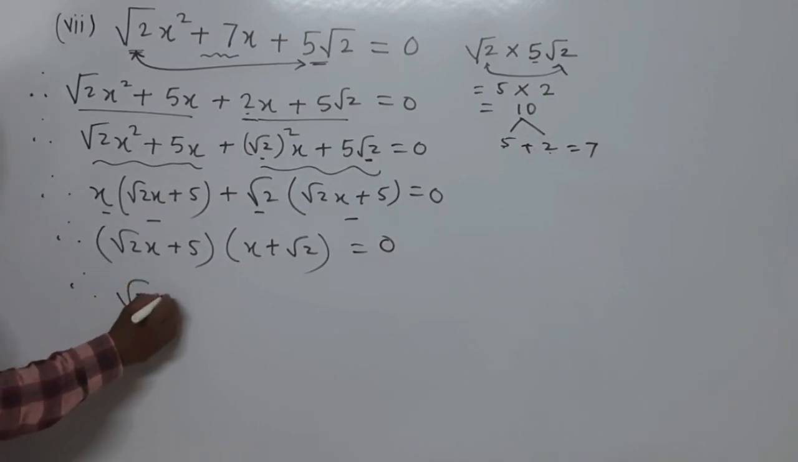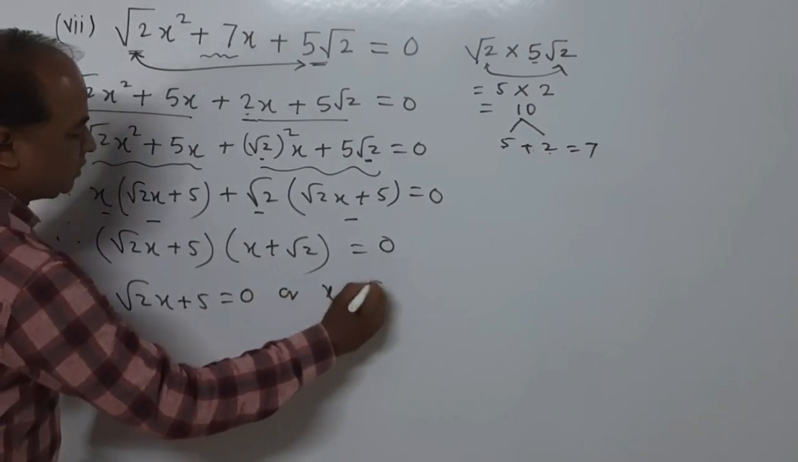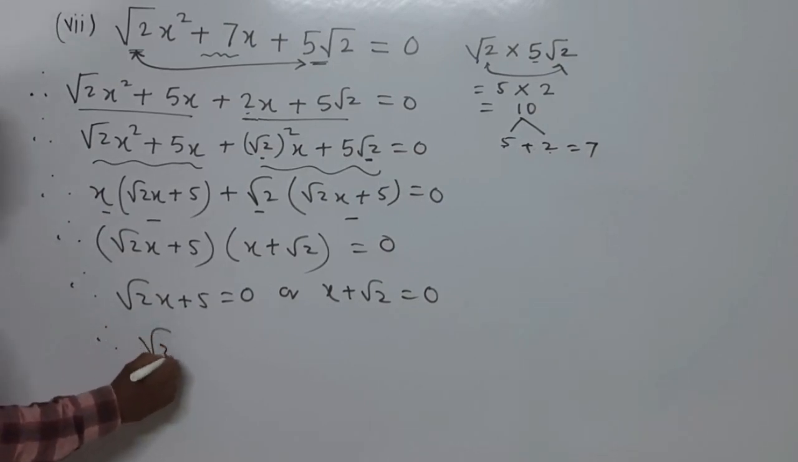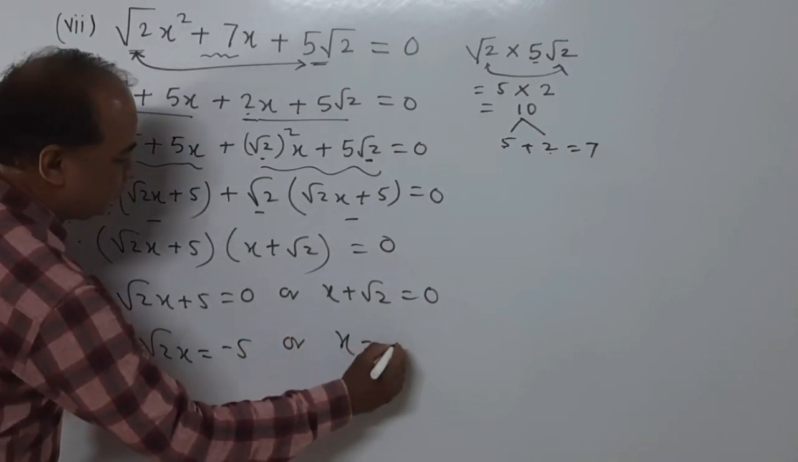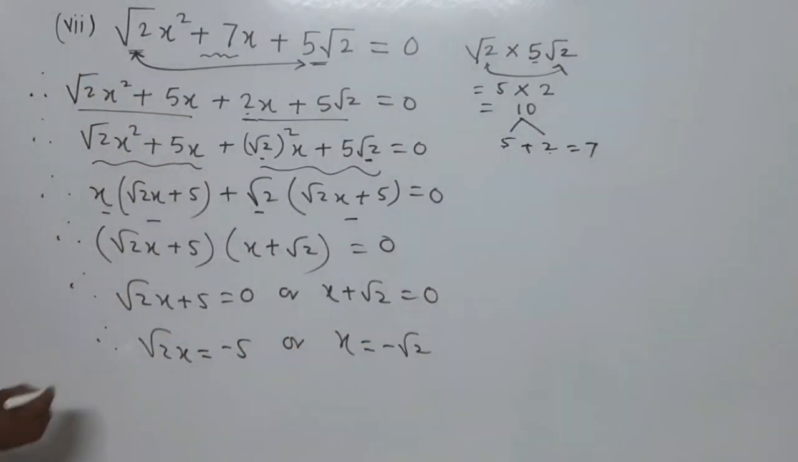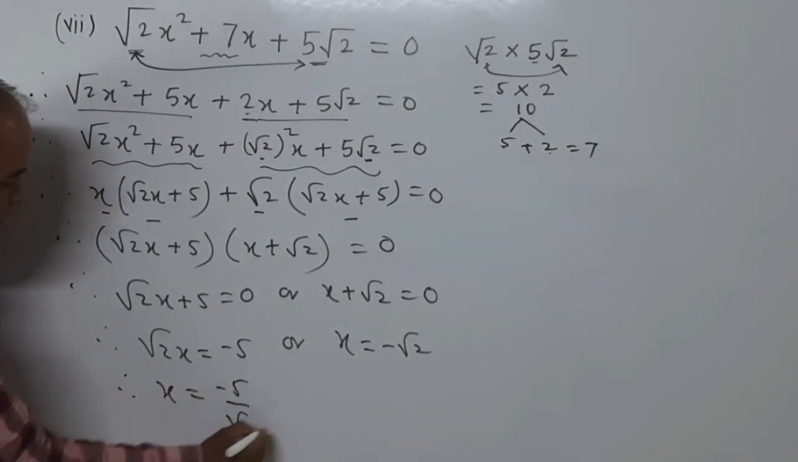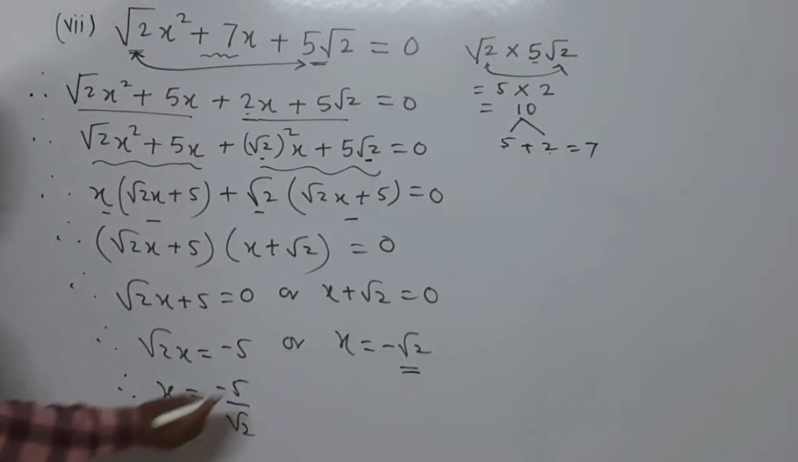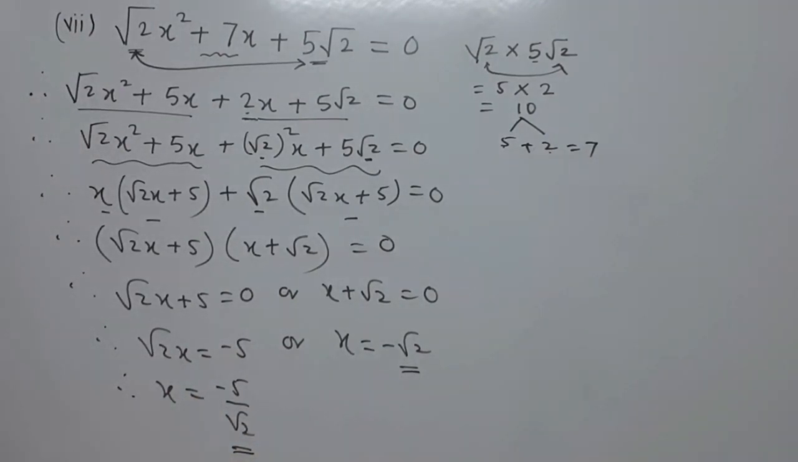Therefore root 2x plus 5 is equal to 0, or x plus root 2 is equal to 0. Therefore root 2x is equal to minus 5, or x is equal to minus root 2. That is, therefore x is equal to minus 5 upon root 2, or x is equal to minus root 2. So the roots of the quadratic equation are minus 5 upon root 2 and minus root 2.